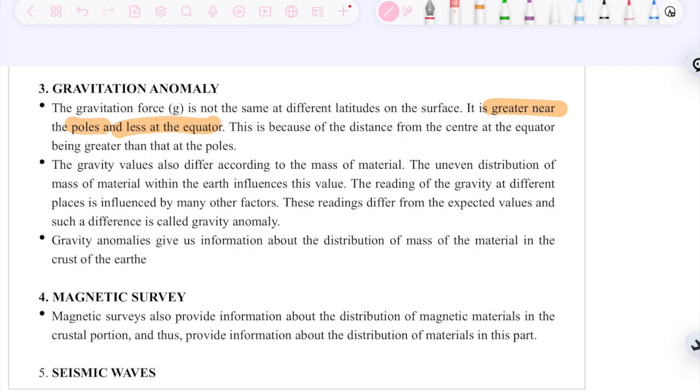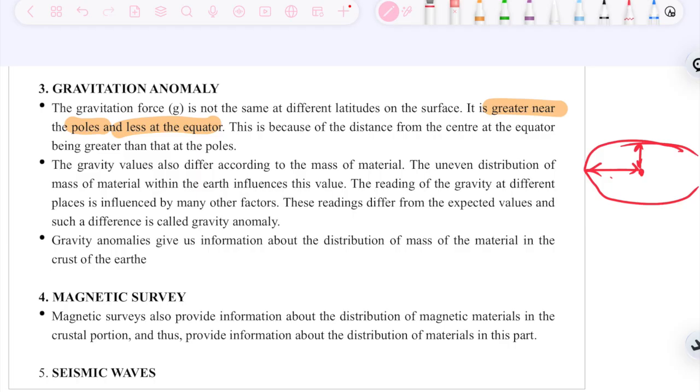Why is it so? Because Earth is shaped like this, with a little bulge at its equator. Now, this is the center, and at the center it will have the maximum gravitational pull. This distance is less and this distance is more. Thus at the equator you feel less gravitational pull and at the poles you feel more gravitational pull.